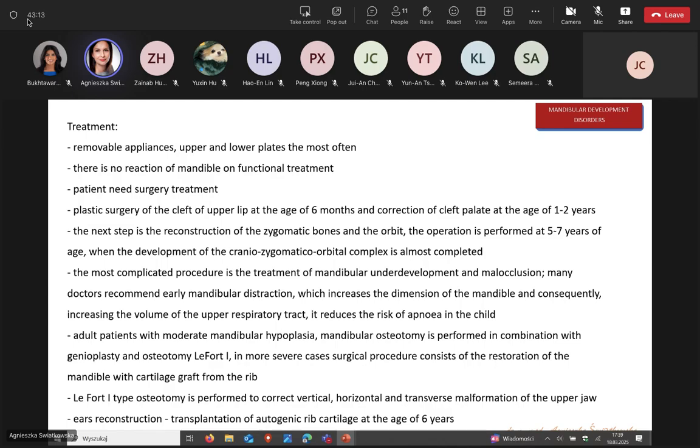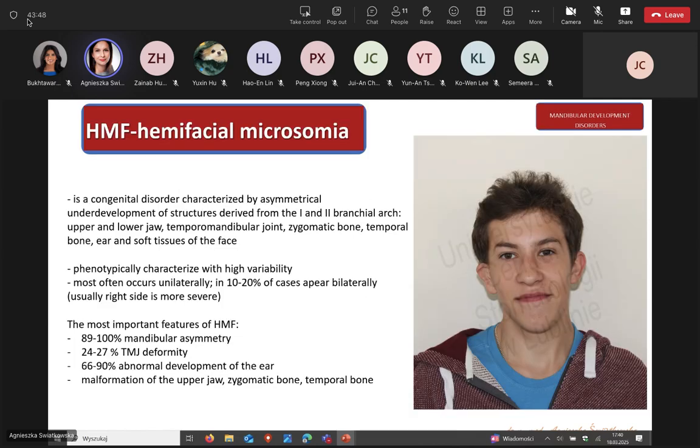In adult patients with moderate mandibular hypoplasia, mandibular osteotomy is performed in combination with genioplasty and Le Fort 1 osteotomy. In more severe cases, the surgical procedure consists of the restoration of the mandible with cartilage grafts from the rib. Le Fort 1 osteotomy is performed to correct the vertical, horizontal, and transverse malformation of the upper jaw. Ear reconstruction, so transplantation of autogenic rib cartilage at the age of 6 years. Hemifacial microsomia. In this group of patients, we also observe a problem with correct development of the lower jaw.